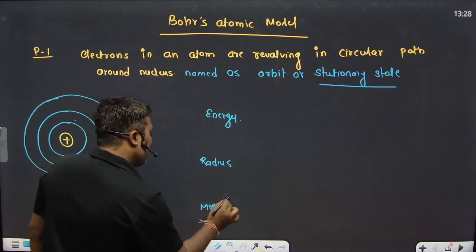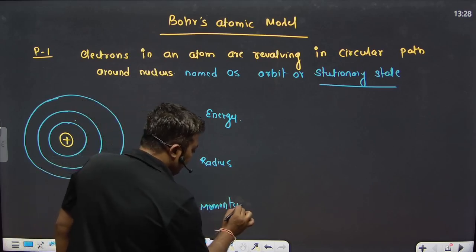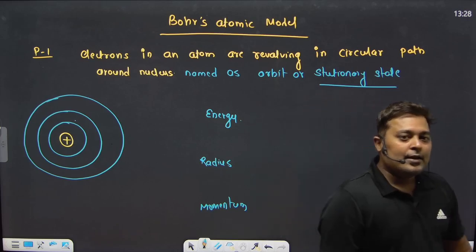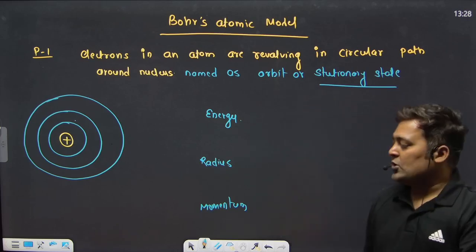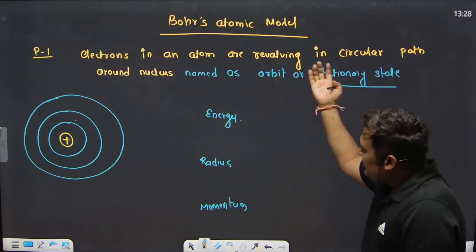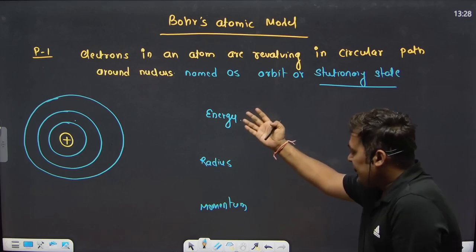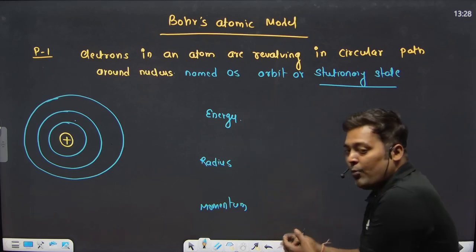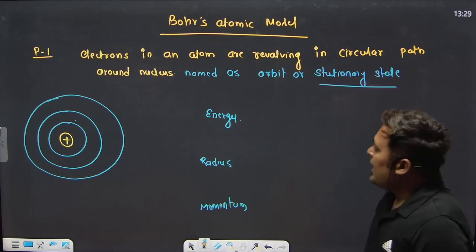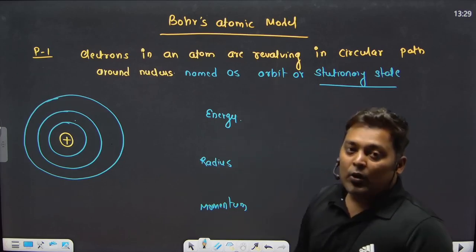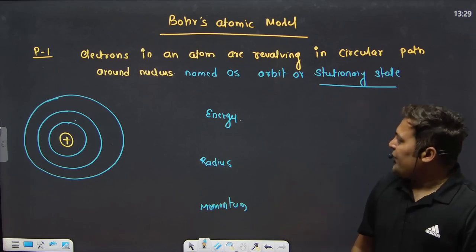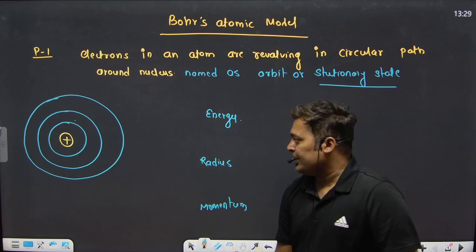So these circular paths are called orbits or stationary states. Bohr called them stationary states because these circular paths have fixed energy, radius, and momentum. That is why we gave them the name stationary state, or we call them orbit. Sometimes we also call them energy levels, and sometimes shells. So we have different names for this circular path.